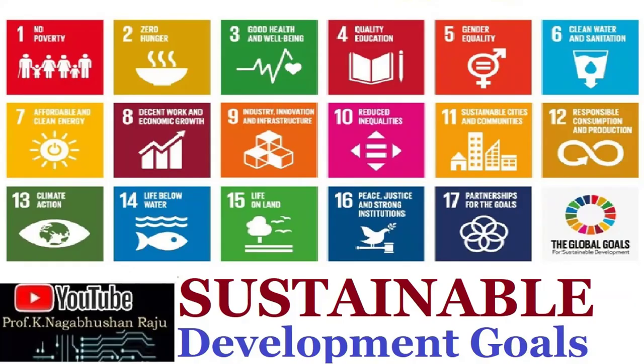Today we shall be discussing the Sustainable Development Goals, also known as Global Goals, which are a set of 17 interconnected objectives established by the United Nations. They are called SDG 1, 2, 3, and so on.